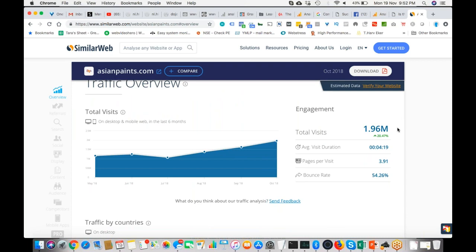1.96 million visits in last month. Average session duration 4 minutes 19 seconds, 3.91 pages per visit, and that's the bounce rate. And I have already told you, I have compared it for many accounts that we manage, and they are very close. And anyways, even if they are not very close, pattern wise they are very correct.